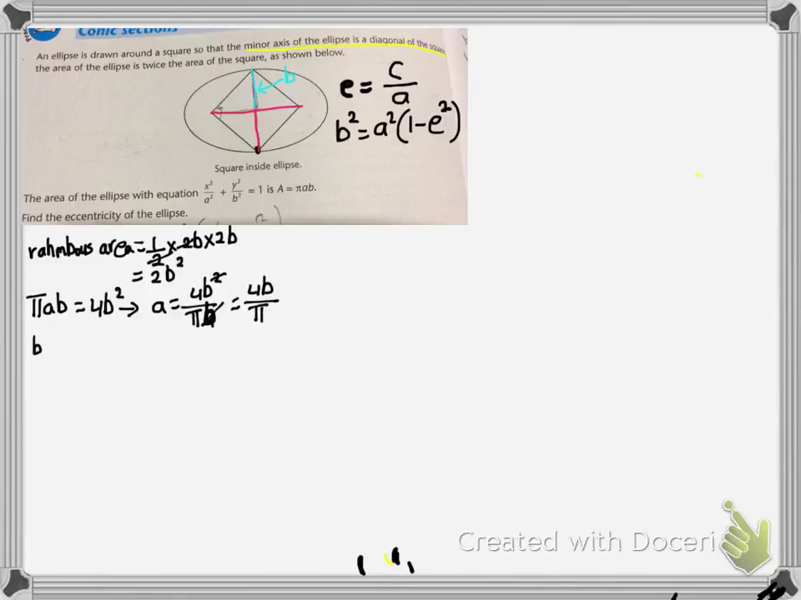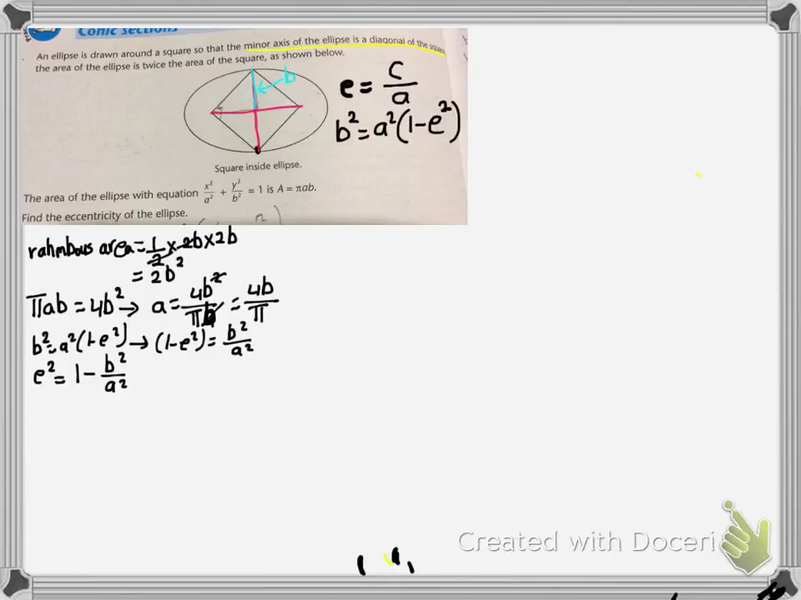Now we will use our original equation, b squared equals a squared times (1 minus e squared). Rearrange first, having e squared as the subject of the formula, by dividing b squared by a squared, and then e squared equals 1 minus b squared over a squared.